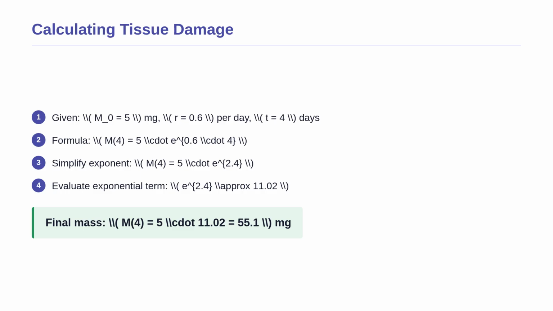First, we multiply the growth rate of 0.6 by the 4 days, giving an exponent of 2.4. Using a calculator, e to the power of 2.4 is approximately 11.02. Multiplying this by the initial 5 milligrams gives us 55.1 milligrams. Physically, this means the maggots have multiplied their mass by more than 11 times in just 4 days, consuming a significant amount of the sheep's flesh.